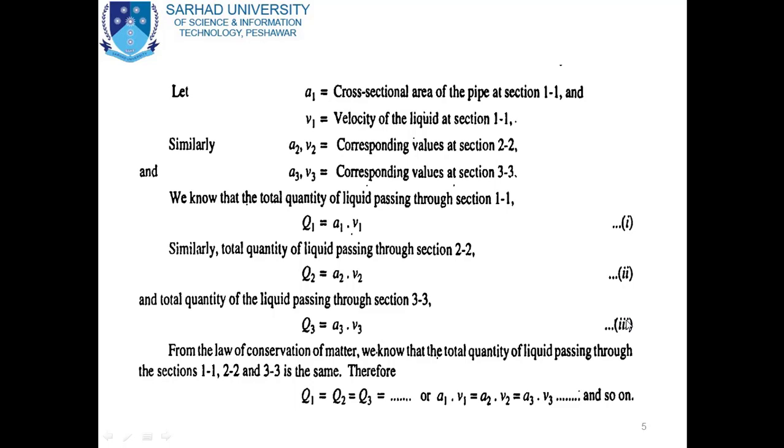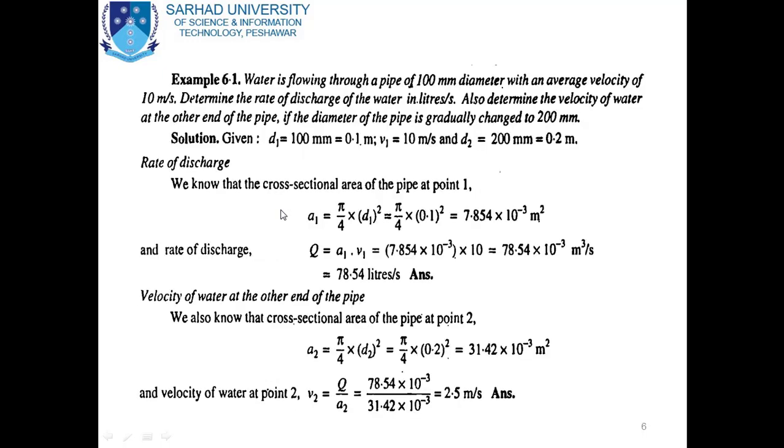Now from the law of conservation of matter, we know that the total quantity of liquid passing through sections 1,1, 2,2 and 3,3 is the same. So therefore Q1 = Q2 = Q3, and so on, or A1 V1 = A2 V2 = A3 V3, and so on. So this is the final equation of continuity. Now we will solve some examples on this equation of continuity. We have example 6.1.